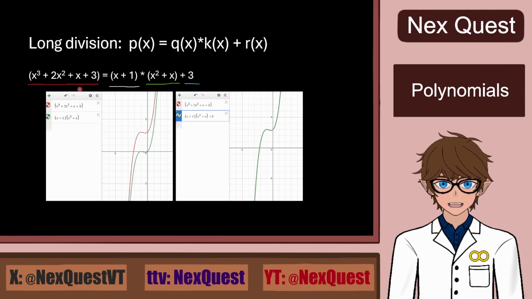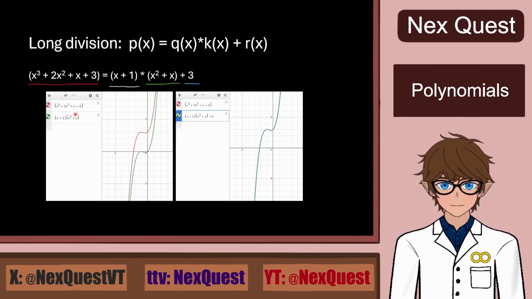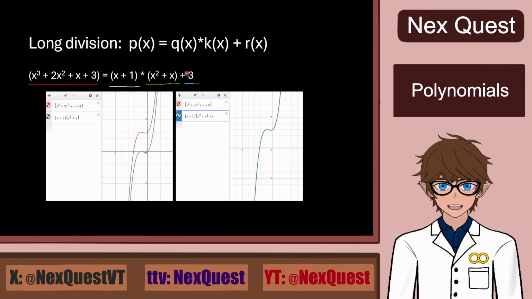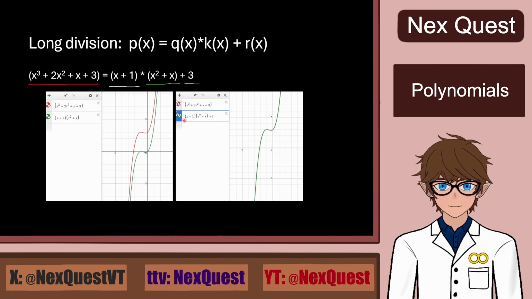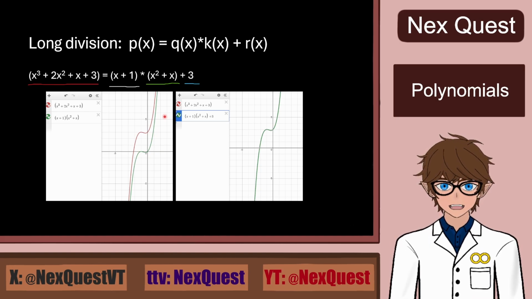On the first one, I'm comparing the p of x with this right part without the 3, so q of x multiplied by k of x, so just this part. And on the right image, I added the 3, so I moved it up for the remainder. I hope this was easy to follow along, because the next two examples we have may be a bit more lengthy in calculations.